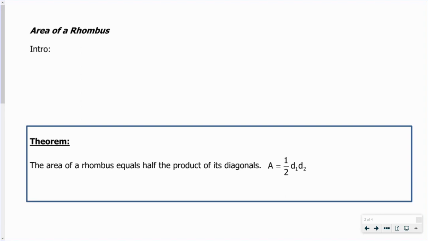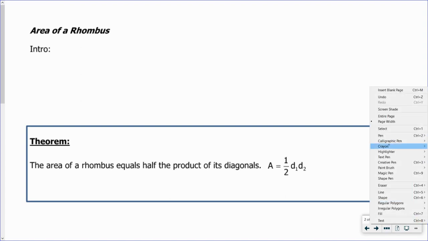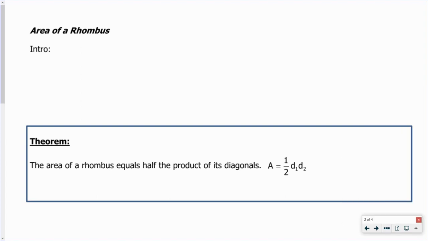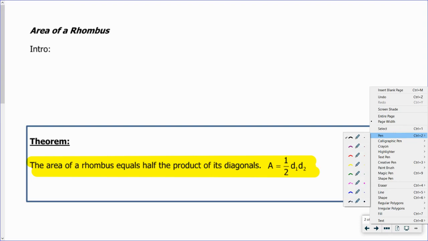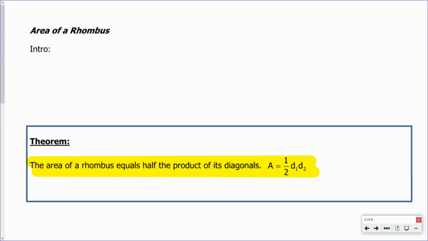So for this one, I actually want to show you the theorem first, and then we'll go through and talk about why it works. So for a rhombus, one way that you can find the area is to find the product of the diagonals. Now you can always, as long as you have enough information to do it, apply the area equals base times height formula because a rhombus is a parallelogram. But this one also works for rhombuses and can come in handy as kind of a quick time saver.